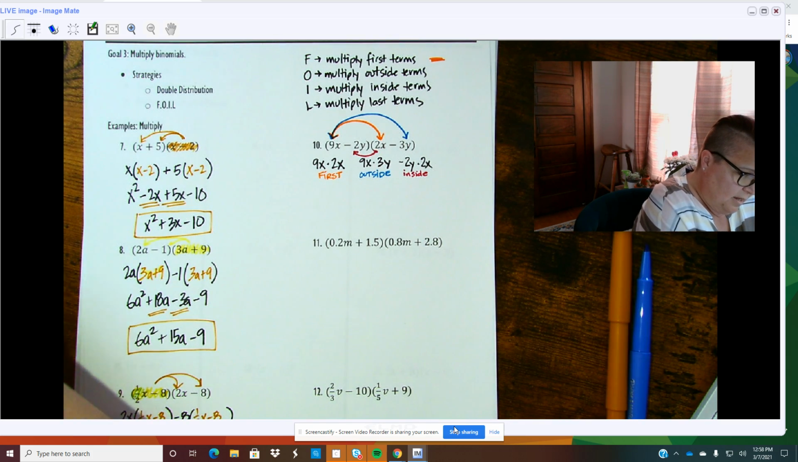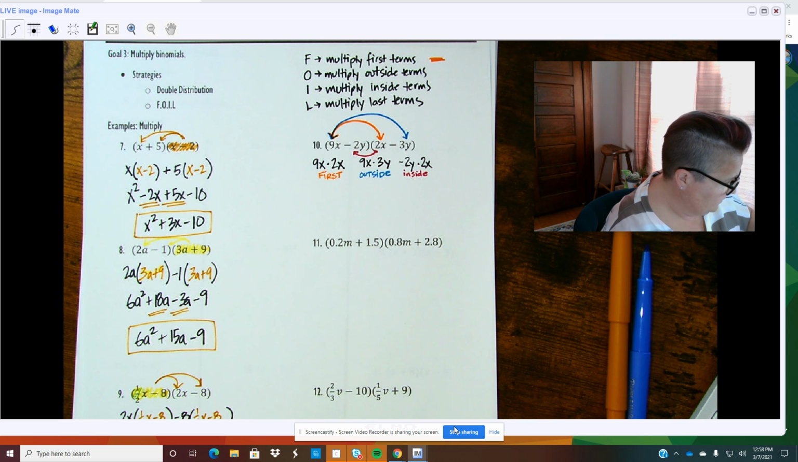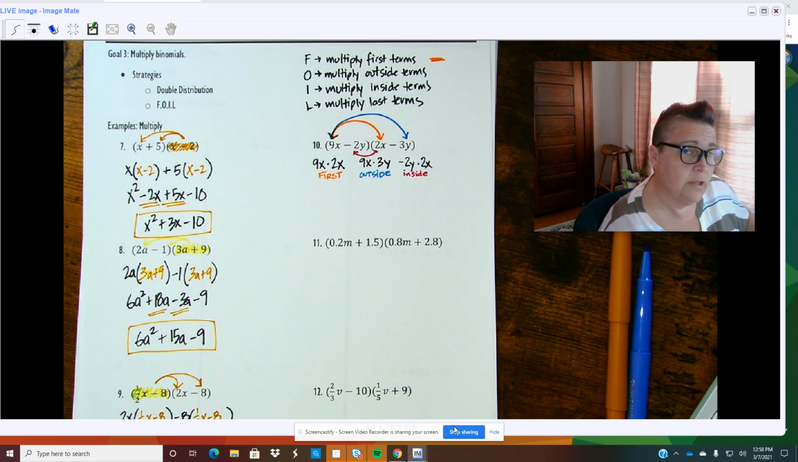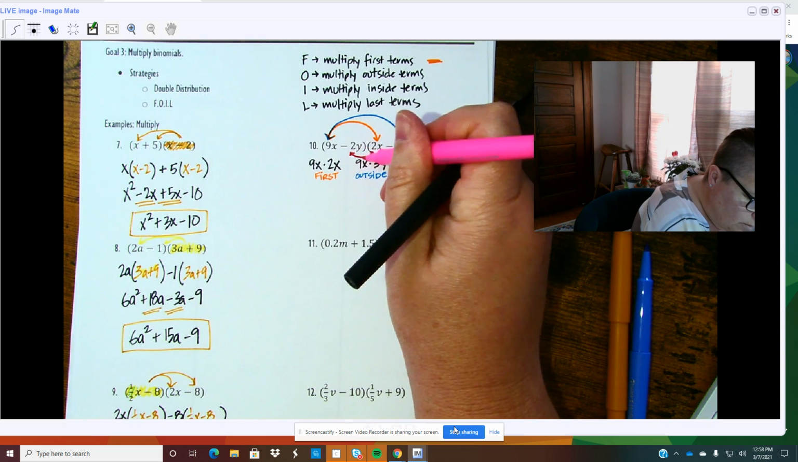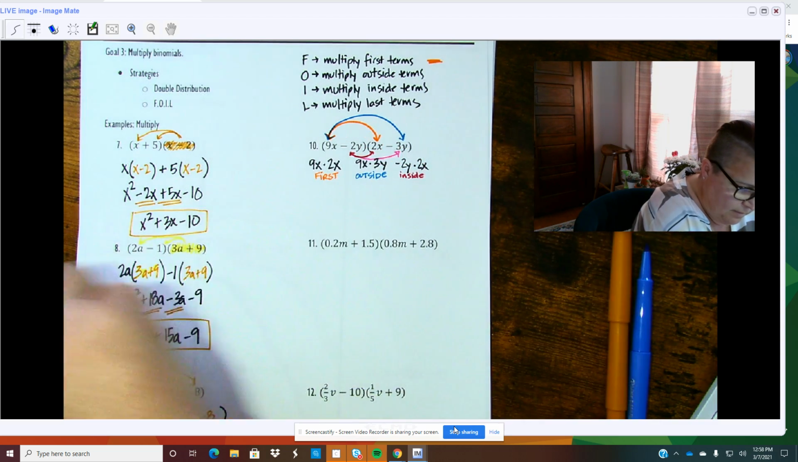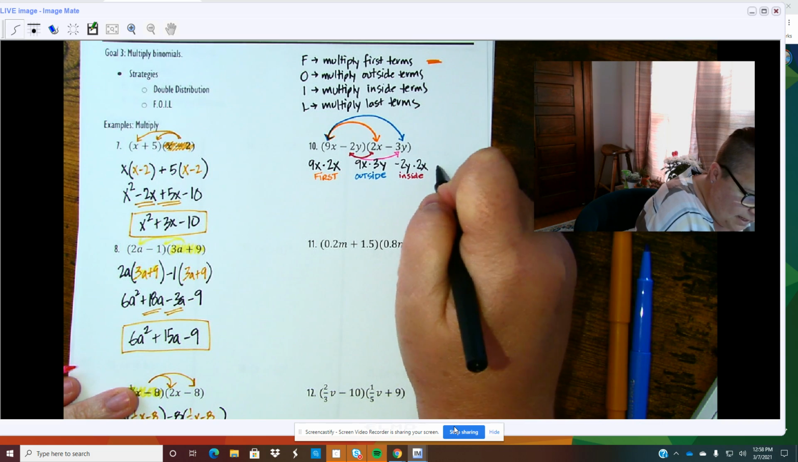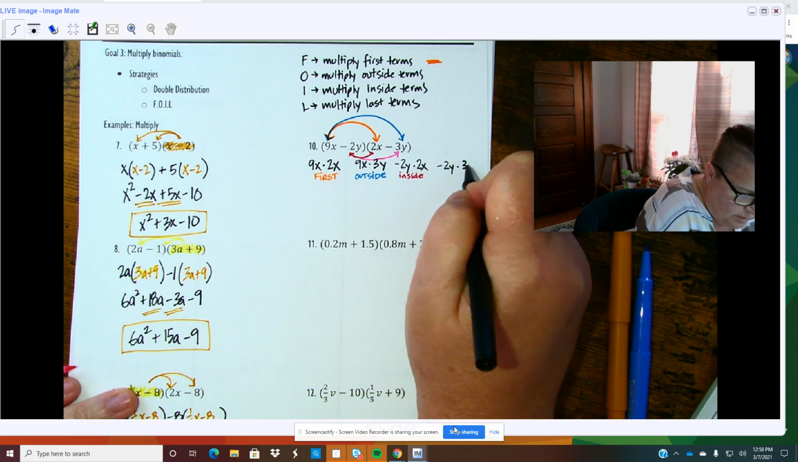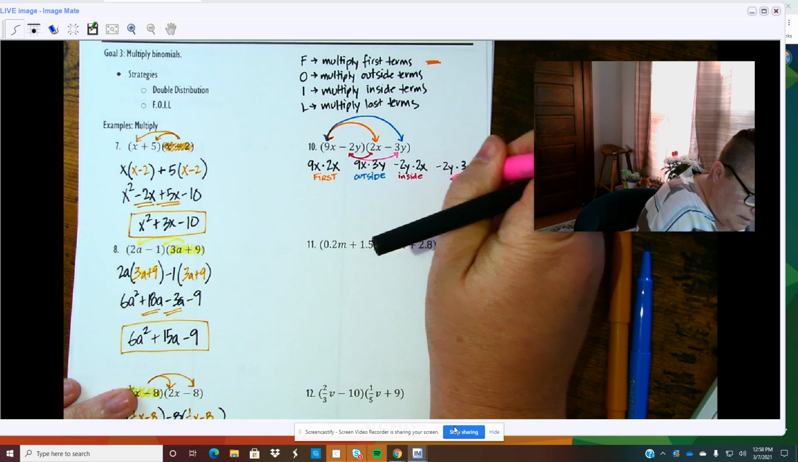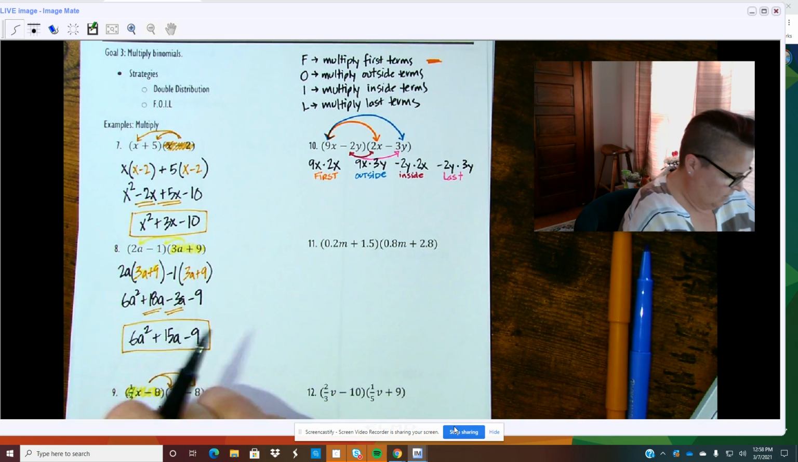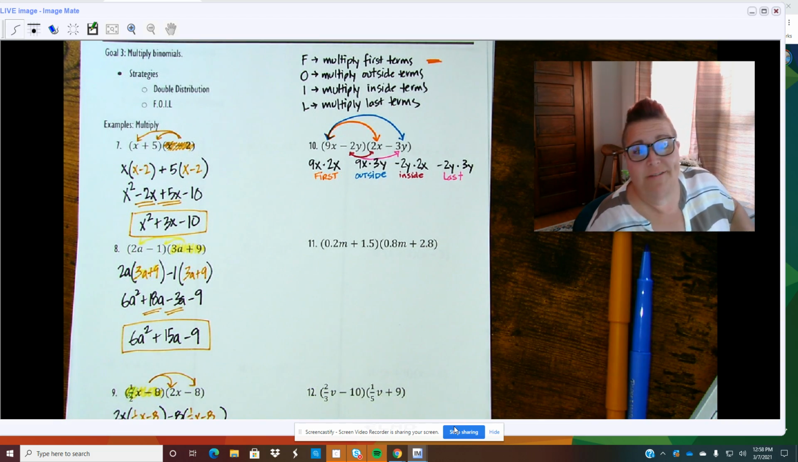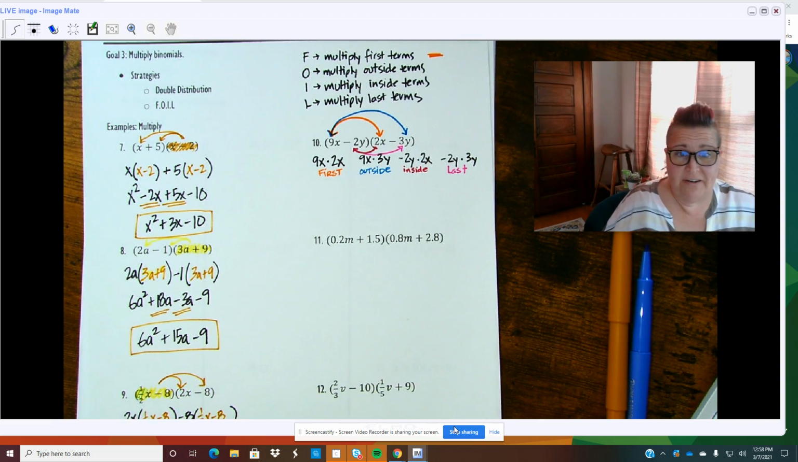And then the last terms would be the last term from each of the binomials. So that would be the negative 2y times the 3y. Those would be the last. Okay, there it is, all written out. I've taken a moment to write it out and figure it out for you.